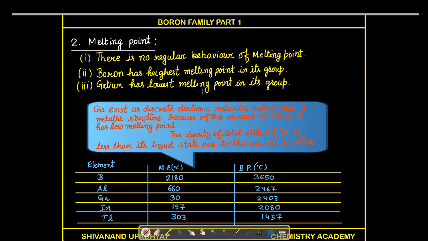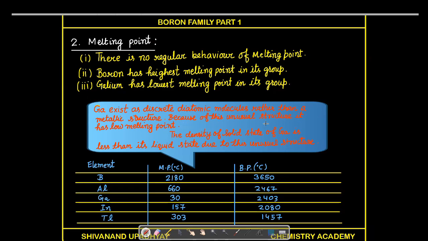Gallium's lowest melting point can be explained by its structure. Gallium exists as discrete diatomic molecules rather than a metallic structure, because we know that boron is a non-metal and the other elements of this group are metals. So gallium has a peculiar structure: in place of a metallic structure, it exists in the form of discrete diatomic molecules.